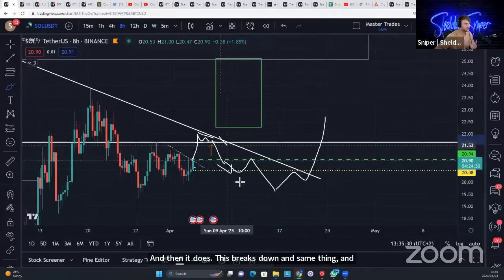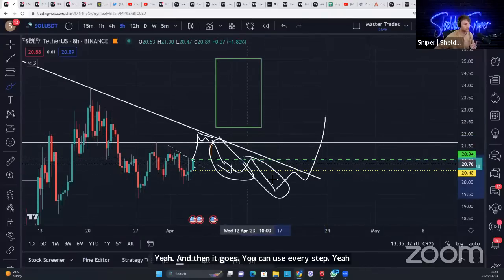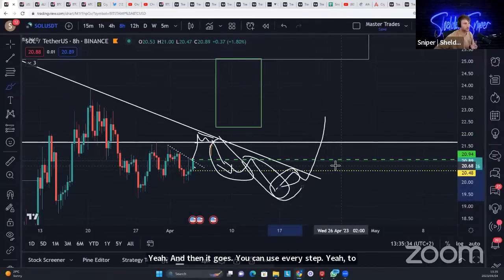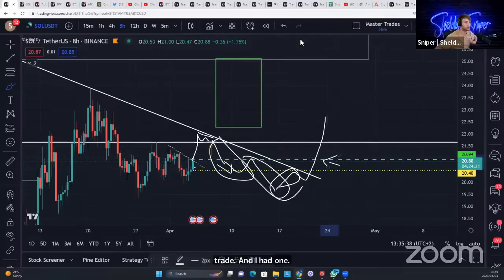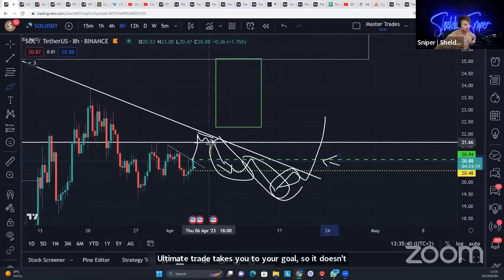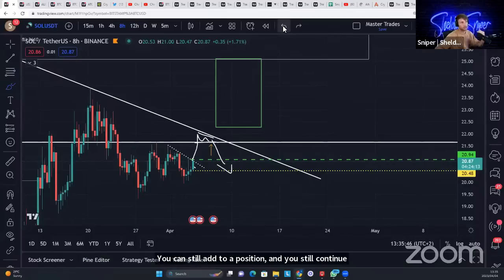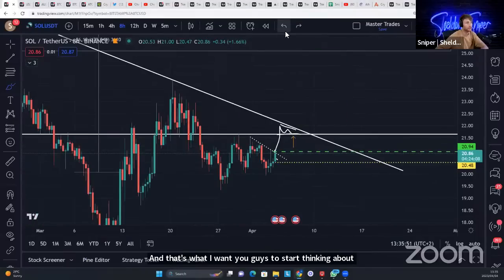You can use every step here to build the position that you want for that one ultimate trade. And that one ultimate trade takes you to your goal. So it doesn't matter which way the market can reject there. Fantastic. You can still add to your position and you can still continue building that position as it goes. And that's what I want you guys to start thinking about, the step-for-step method. Very simple. We'll go through some questions now.